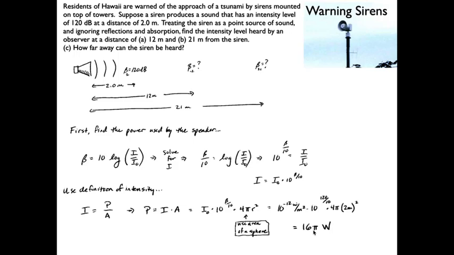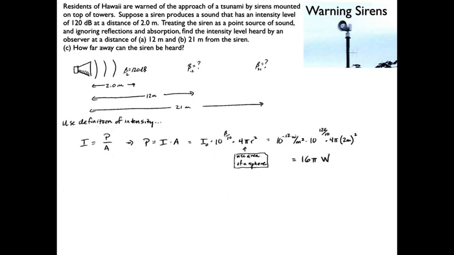All right, so now we've set this up. We know how much power the siren is generating, and we can use that now to calculate, well, what's the intensity out here at 12 meters? What's the intensity out here at 21 meters? What's the intensity at any point?